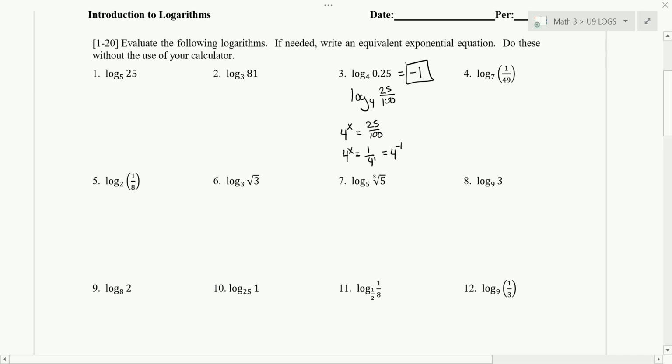Number 8, log base 9 of 3. This is asking the question 9 to what power is 3? Well, 9 is 3 squared, and we already had the power of x there, so this is really 3 to the power of 2x is equal to 3. 3 has the power of 1, so 2x is equal to 1, and when we divide both sides by 2, we get x is 1/2. So our answer is 1/2.